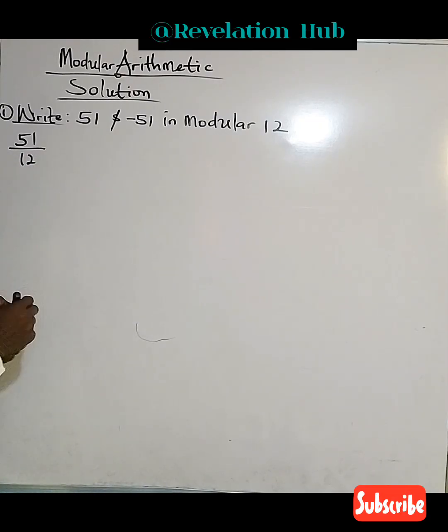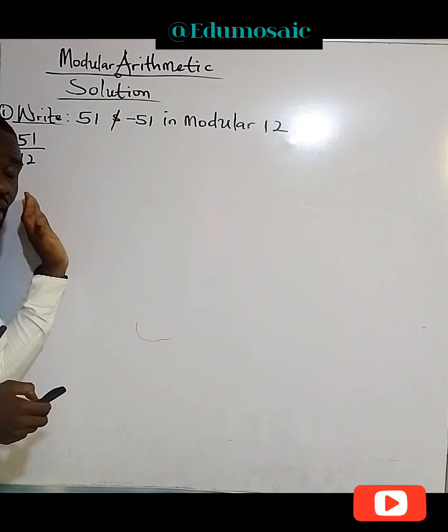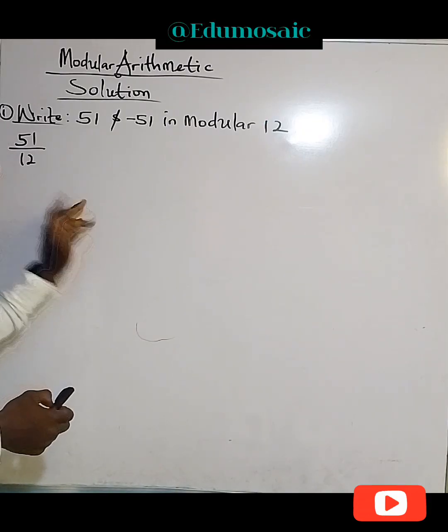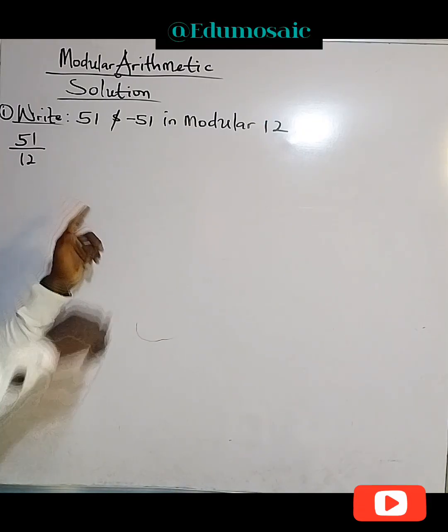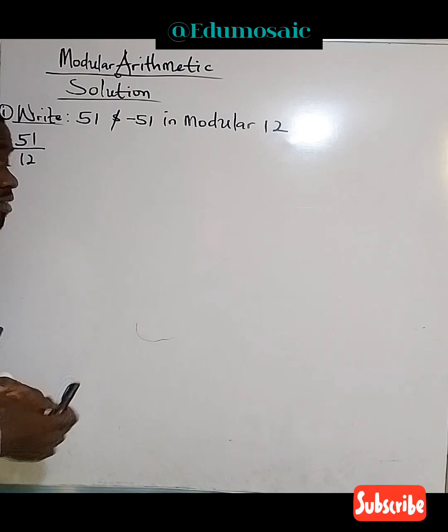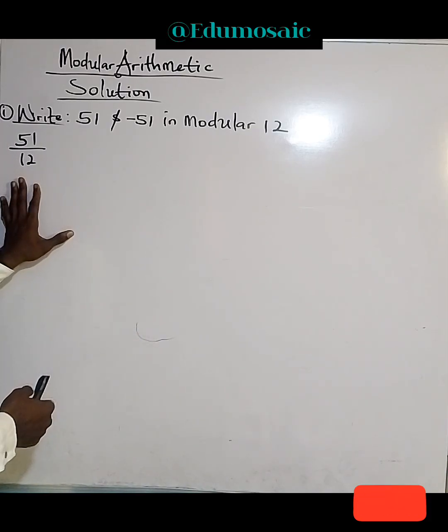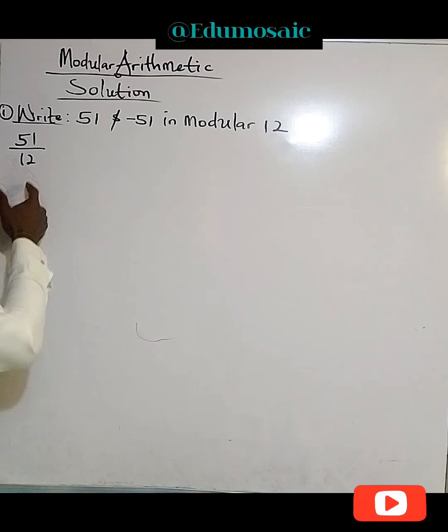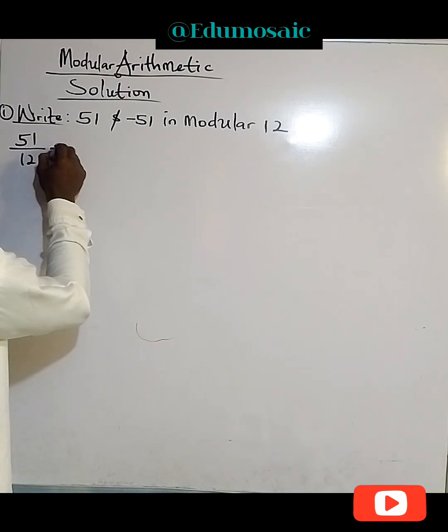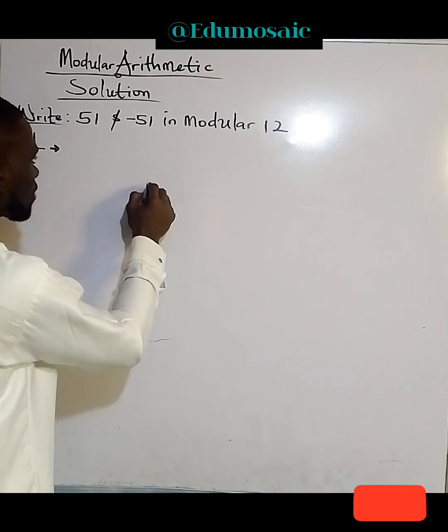Don't forget, 51 will be divided into 12 places. So each time we get to 12, the cycle, I beg your pardon, is going to be repeated. So 12 is the modulus we're talking about, because it's the peak number. So 51 divided by 12, what do we have? Let's create a 12 times table.